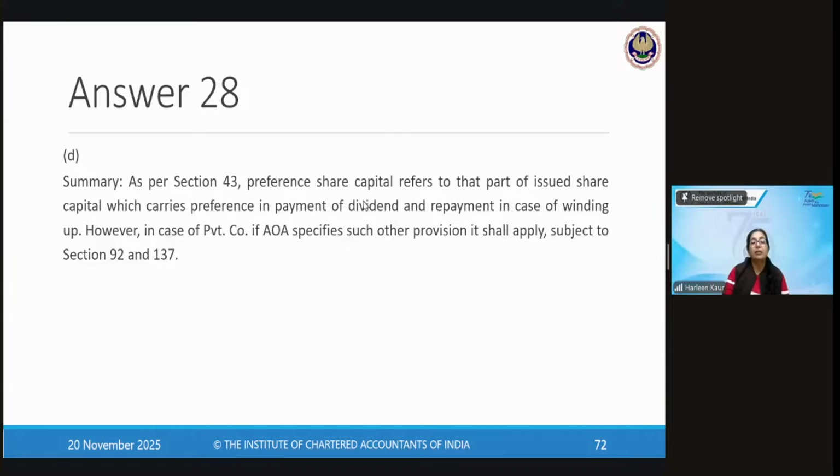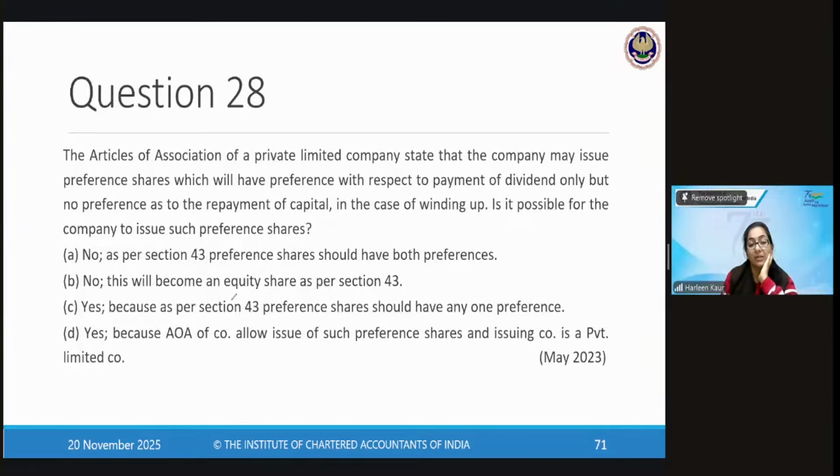In case of a private company, if AO specifies such other provision, it will apply subject to section 92 and 137. अब आप बोलोगे मैम ये तो हमें बिल्कुल ही नहीं याद आने वाला एग्जाम में. So B is the correct answer, children, because there are specific conditions where AO allows such private limited companies to issue preference shares.